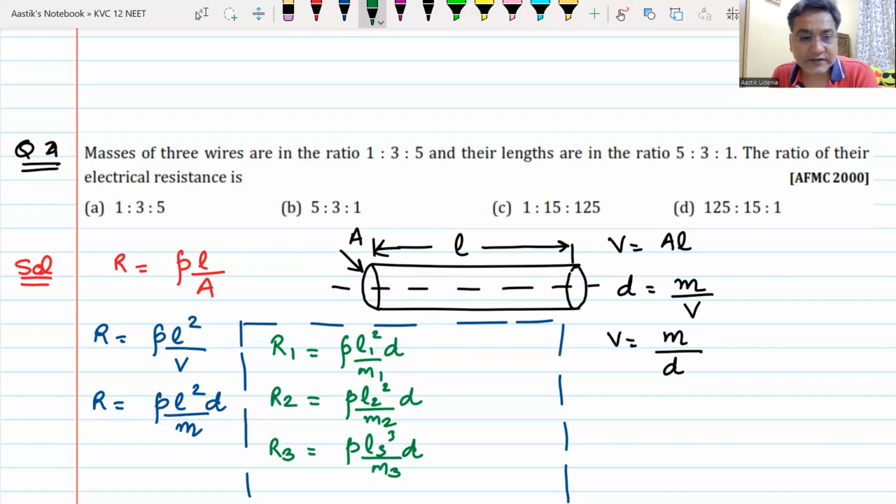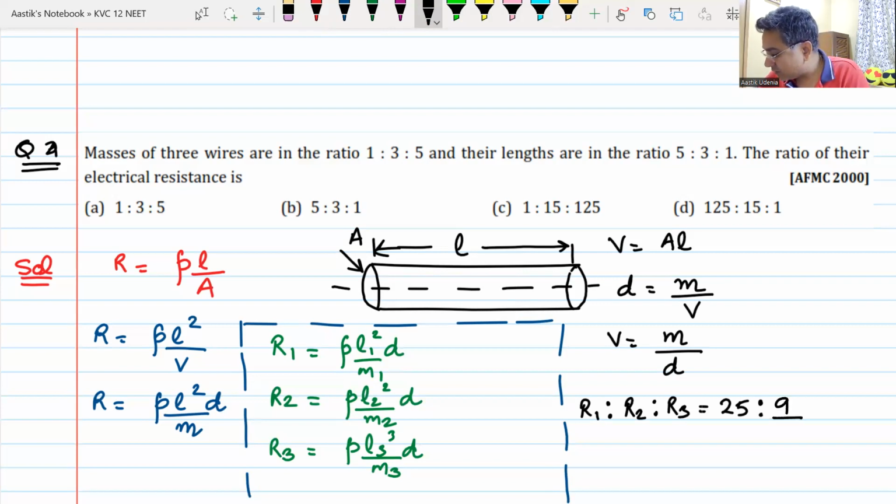So now you can tell me the answer for this one. What will be the ratio of the resistance R1 is to R2 is to R3? R1 is to R2 is to R3 will be equal to L1 square, 5 square, by 1, that is 25, is to the length of the second wire is 3, so it will be 3 square, 9, divided by 3, is to 1 by 5. If you just write it in the correct form, you will get the ratios. Yes or no?